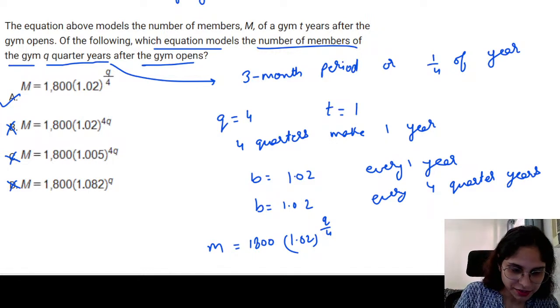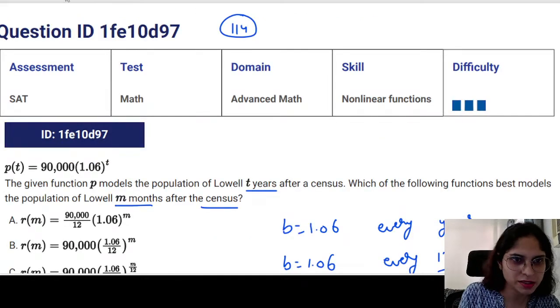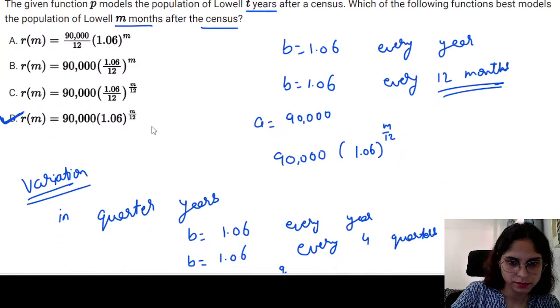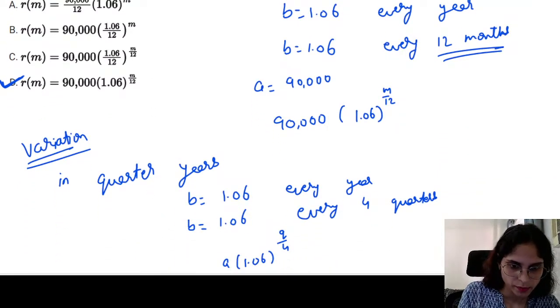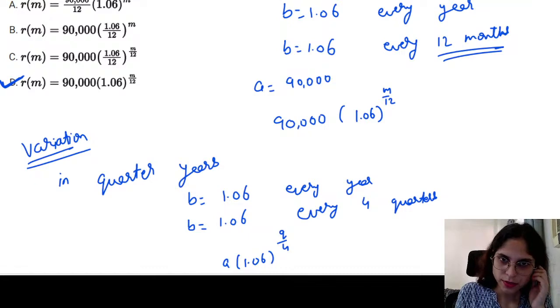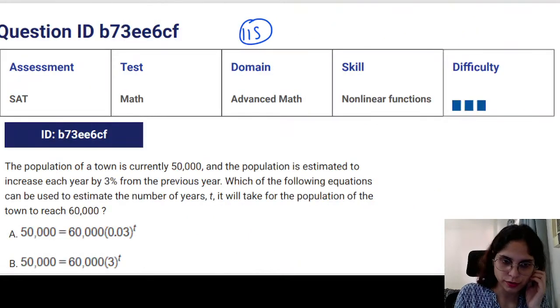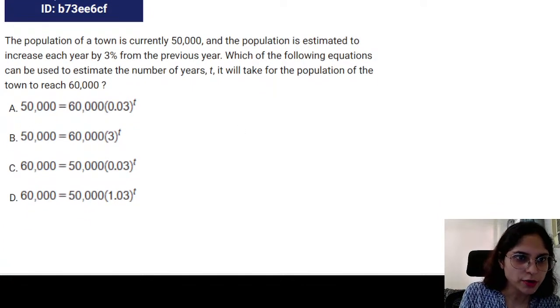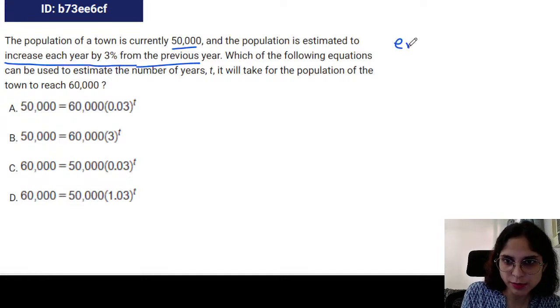Now coming back, we were on question number 114, I guess. Yeah, this we have done. Next one is 115. So there was only one question where you have to check all the options. The population of a town is currently 50,000 and the population is estimated to increase each year by 3% from the previous year. Because it is increasing by a percentage, that is why it is exponential.